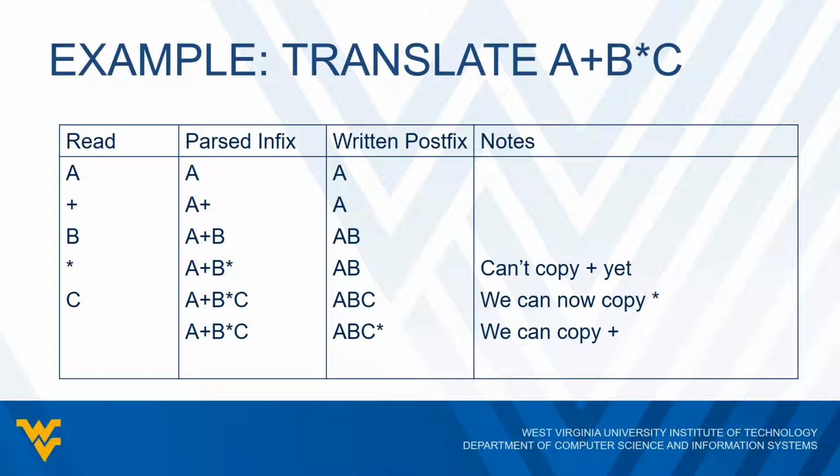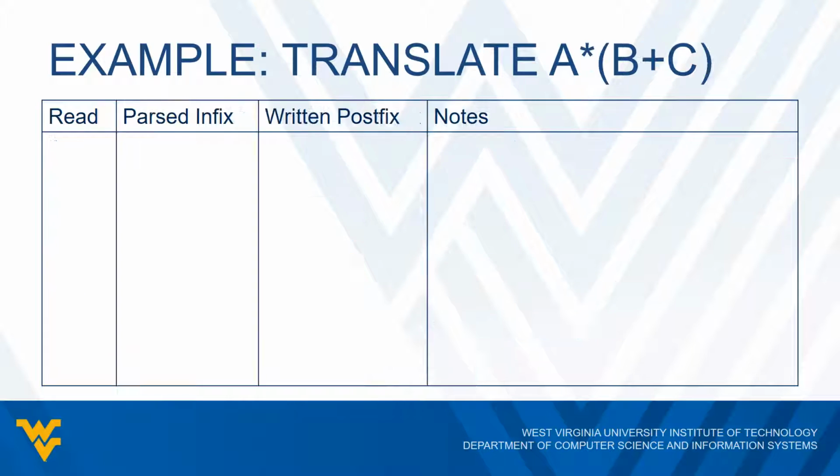So this is what it would look like. So we tack on the multiplication symbol. Then, since now we have the multiplication part taken care of, we can copy the plus sign over. So now we would add the plus sign at the end. And this works because if we were to evaluate this, we would do B times C first, and then take that result and add A to it. And that would give us our final result. So this is the correct postfix notation for A plus B times C.